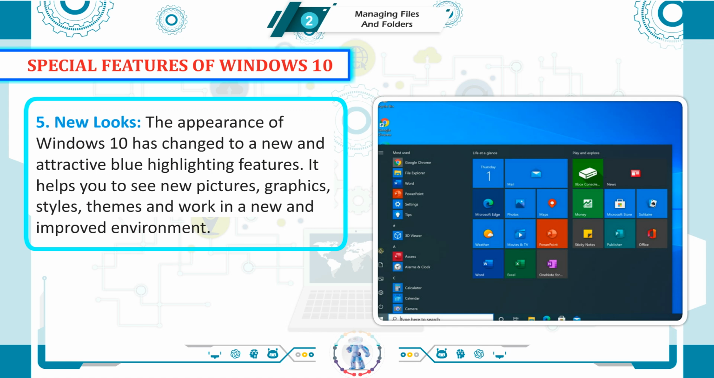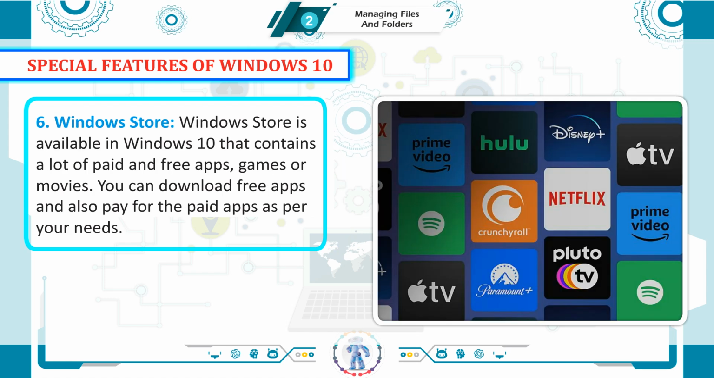5. New look. The appearance of Windows 10 has changed to a new and attractive blue highlighting feature. It helps you to see new pictures, graphics, styles, themes, and work in a new and improved environment. 6. Windows Store. Windows Store is available in Windows 10 and contains a lot of paid and free apps, games, or movies. You can download free apps and also pay for the paid apps as per your needs.